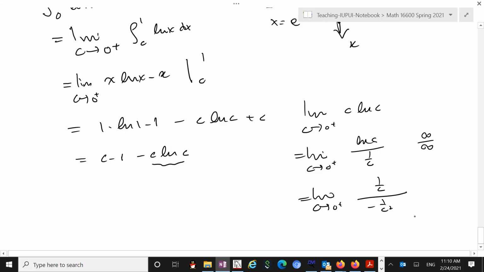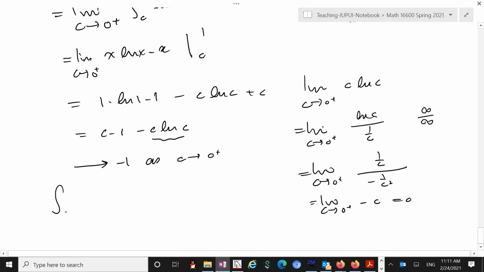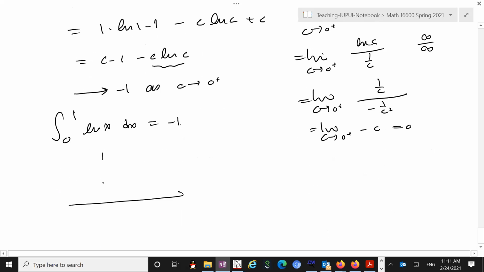And after you simplify it, you get negative c, so it's clear it's 0. So the limit is going to be negative 1 as c approaches 0. So my conclusion is it's going to be negative 1. The area is 1, and because the function is below the x-axis, that's why the integral is negative.